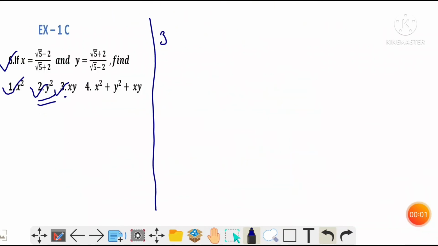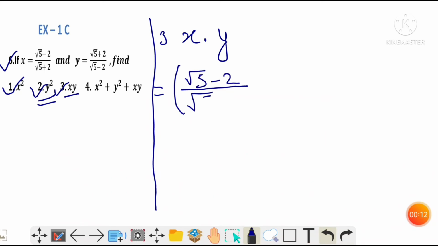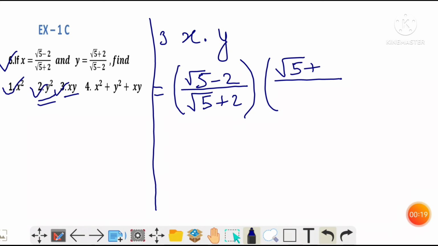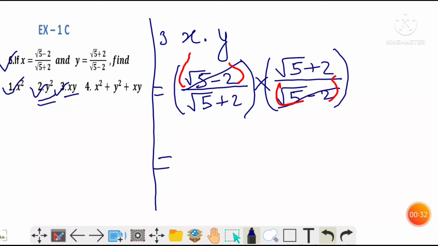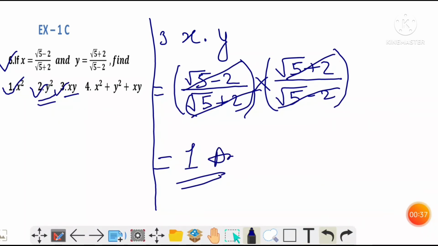Next, question number 3, we have to find x into y. That means we have to find the product of x and y. So we'll put the value of x here, root 5 minus 2 by root 5 plus 2 into y, root 5 plus 2 by root 5 minus 2. So since this is a multiplication, we can cancel the numbers which are same, that is root 5 minus 2 and root 5 plus 2. So we got the answer 1.